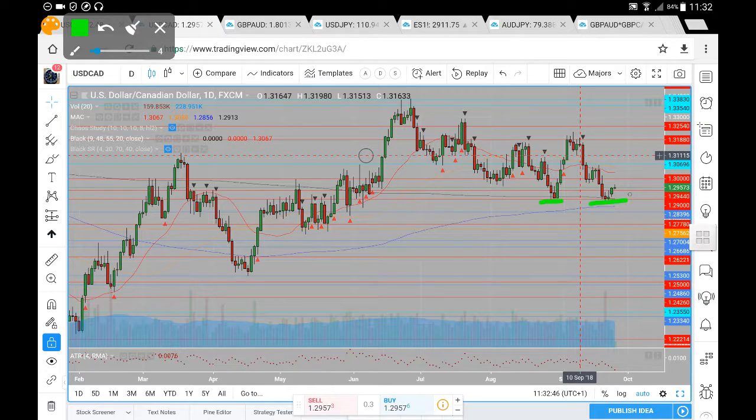So we'll see whether we do have a bottom and we do have a recovery here to the upside, or if this brief rally fails and we do see a continued fall in alignment with the overall loss in momentum that we've seen more recently on the USDCAD. And with that said, that pretty much wraps up the USDCAD analysis.